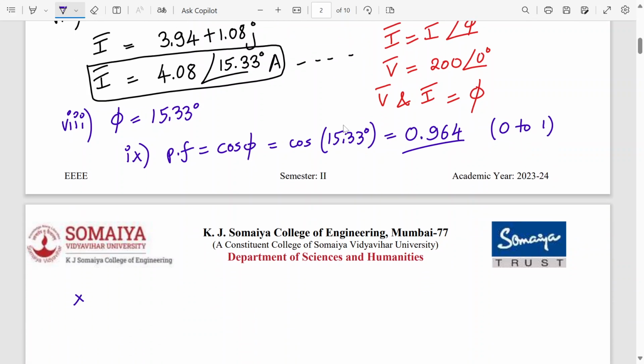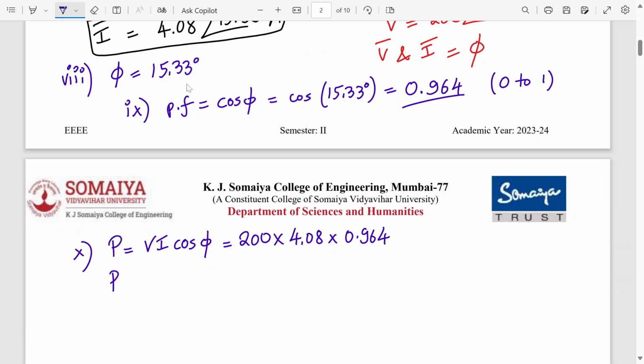So the last thing we have to calculate is active power. That will be VI cos phi. Voltage RMS is 200. Current is how much over here? 4.08, and cos phi is 0.964. So how much is this number? 786.62, right? Did you all get this number?